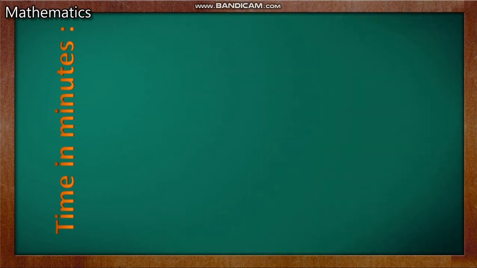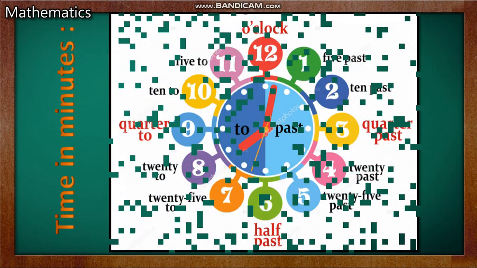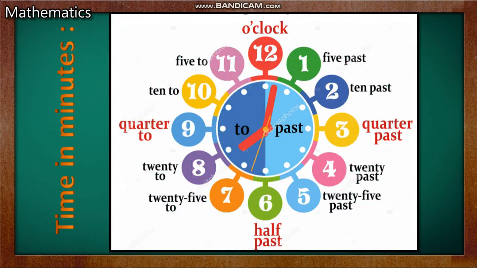And this one, look. I'm showing one more clock. 1 means 5 past. Study that. Here the right side is past and the left side is to. Right side is past, left side to. 1 means 5 past. 2 means 10 past. 3 means quarter past. 4 means 20 past. 5 means 25 past. 6 means half past.